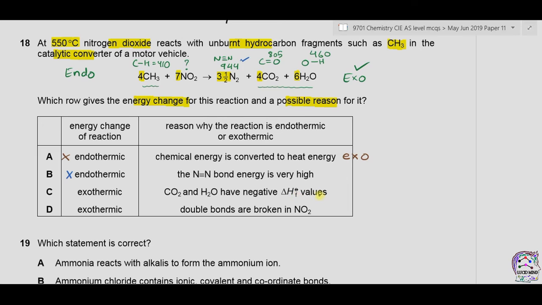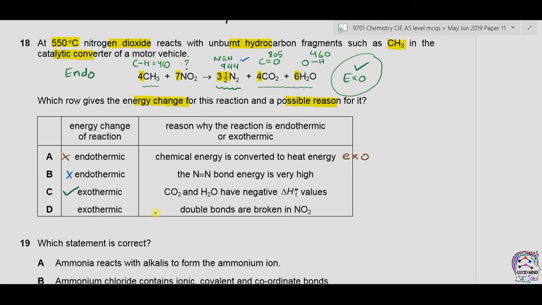For C we have exothermic reaction, and the reason is that CO2 and H2O have negative enthalpy change of formation values. As we can see that in the reaction we have nitrogen which is formed, and the enthalpy of formation of nitrogen is 0 as it is in molecular form, while for carbon dioxide and water it must be negative in order to make the reaction overall exothermic. So C could be the correct option.